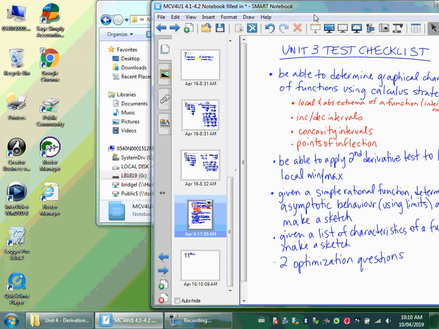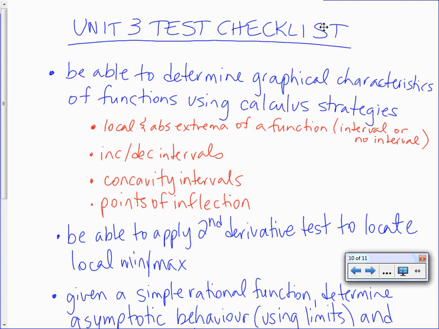All right, so our test is tomorrow. So today we're just going to be focusing on the checklist we ended yesterday with and just going through it, making sure we're all clear on what to expect.